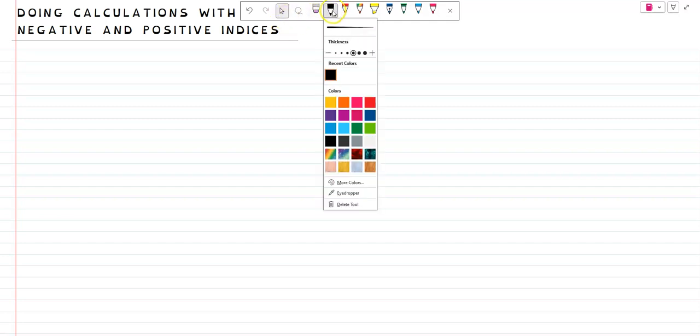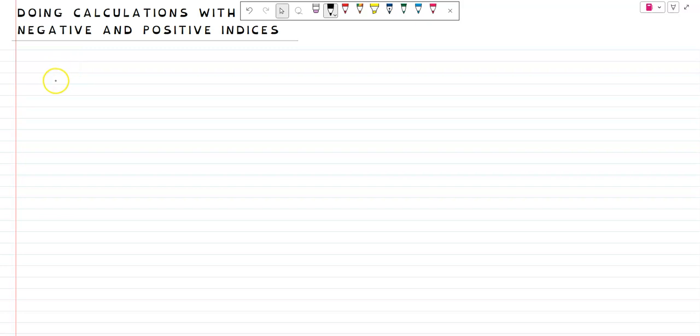So for the past few videos we have been learning about indices, about positive and negative indices. And what we're going to do today is do some equations to practice the skills that we have learned. Okay, so I'm going to write down a few equations here.